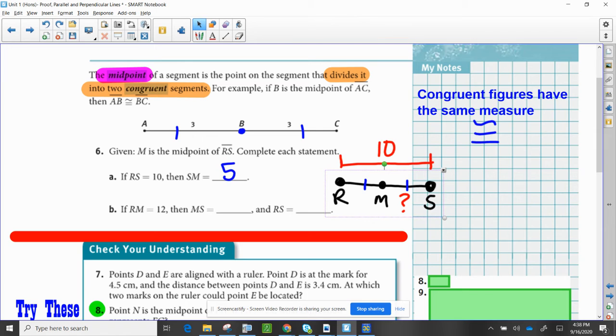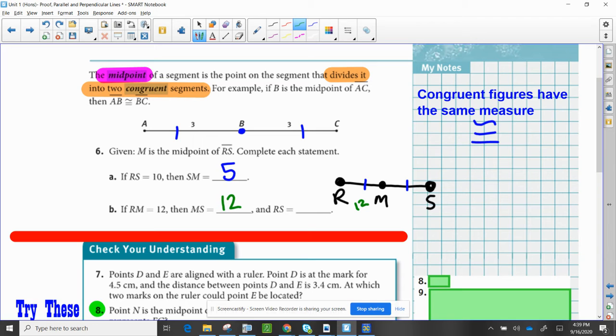Okay, let's look at what B is asking. If RM is 12, so we have the same picture here, so I'm just going to erase this part. Okay, so in this case, they're saying if RM is 12, then MS is what? Okay, well, hopefully you said that since they are congruent, it's the same measure, right? And then what would that make RS then? Well, 12 plus 12 would give us 24.